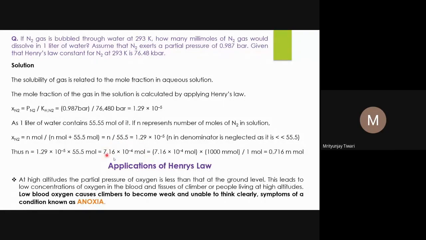But this is not the final answer, because what we have to find out is millimoles. To obtain the millimoles from moles, we have to multiply this number by 1000, because 1 mole has 1000 millimoles. So after multiplying this number 7.16 into 10 to the power minus 4 moles by 1000, what you obtain is 0.716 millimoles of nitrogen. And this is how we solve numerical problems.